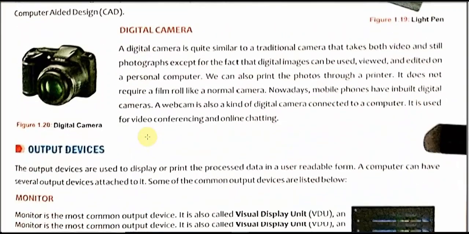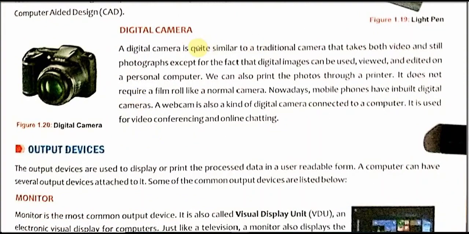The next input device is a digital camera. A digital camera is similar to the old camera, but in the old camera we use plastic reels, while in this we use a memory chip. In a plastic reel camera, once you take a picture, you cannot modify or alter it. But in a digital camera you can edit the picture, add to the picture, change the picture, or delete the picture. So a digital camera is a very good device.